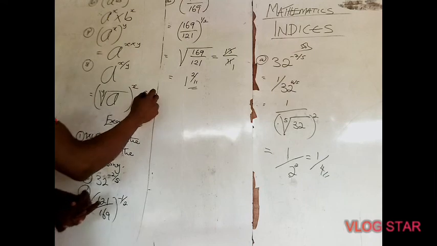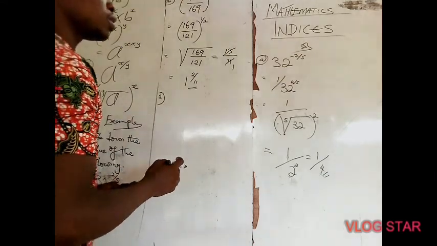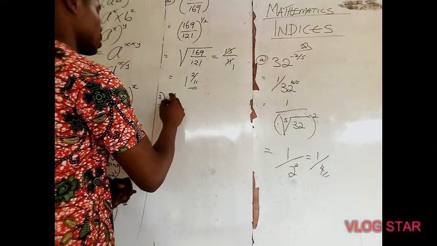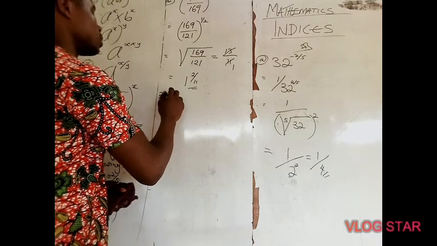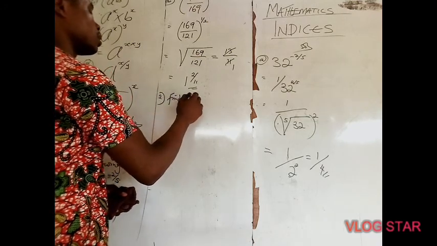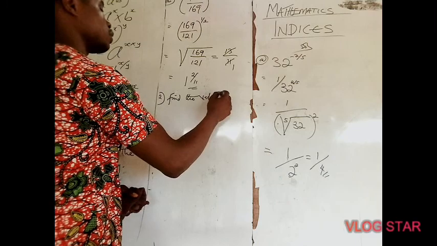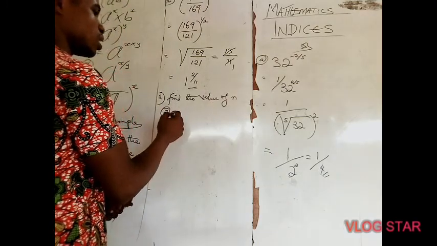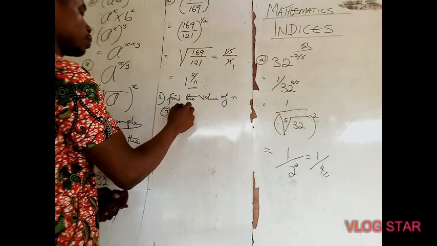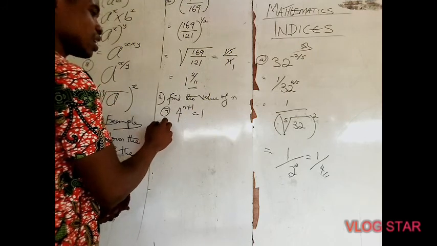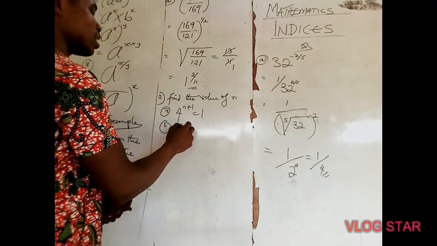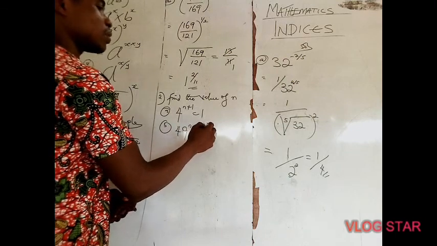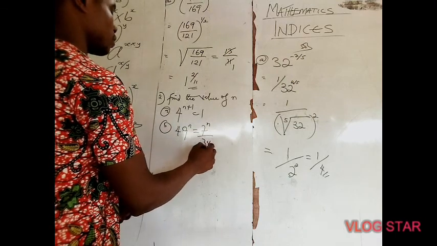And let's take down the second example. In example 2, the question says: find the value of n. We have A, which is 4 raised to power n plus 1 is equal to 1. Then B, 49 raised to power n is equal to 7 raised to power n all over 343.